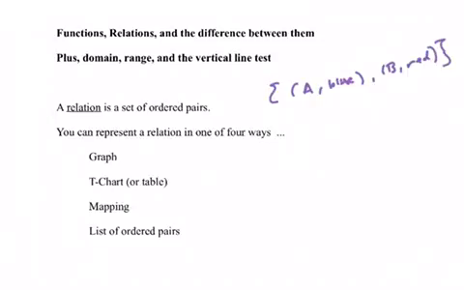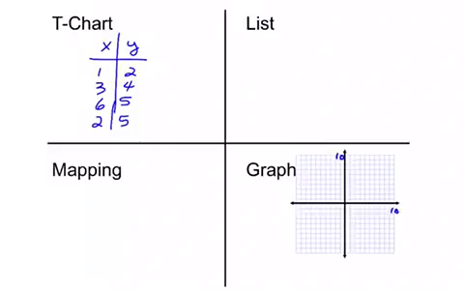We'll be representing our relations with numbered ordered pairs in one of four ways. We can graph them, create a t-chart, create a mapping, or a list of ordered pairs. Here we see a relation with four ordered pairs. It's represented as a t-chart. Let's take a look at this same relation represented as a list.